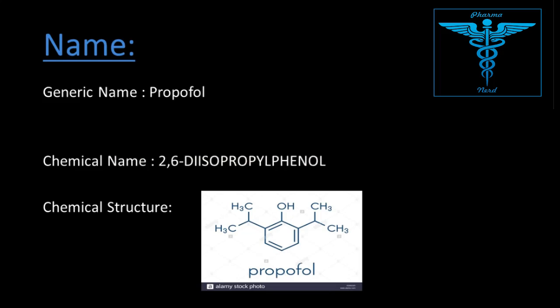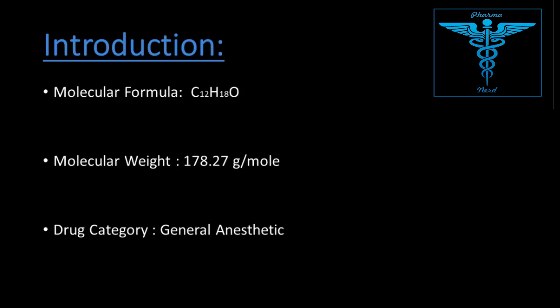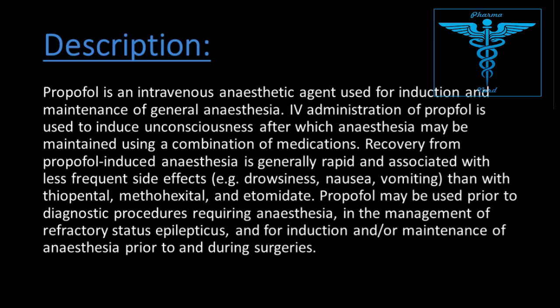Generic name propofol, chemical name 2,6-diisopropylphenol. This is the chemical structure of propofol. Molecular formula C12H18O. Molecular weight 178.27 grams per mole. Drug category: general anesthetic.